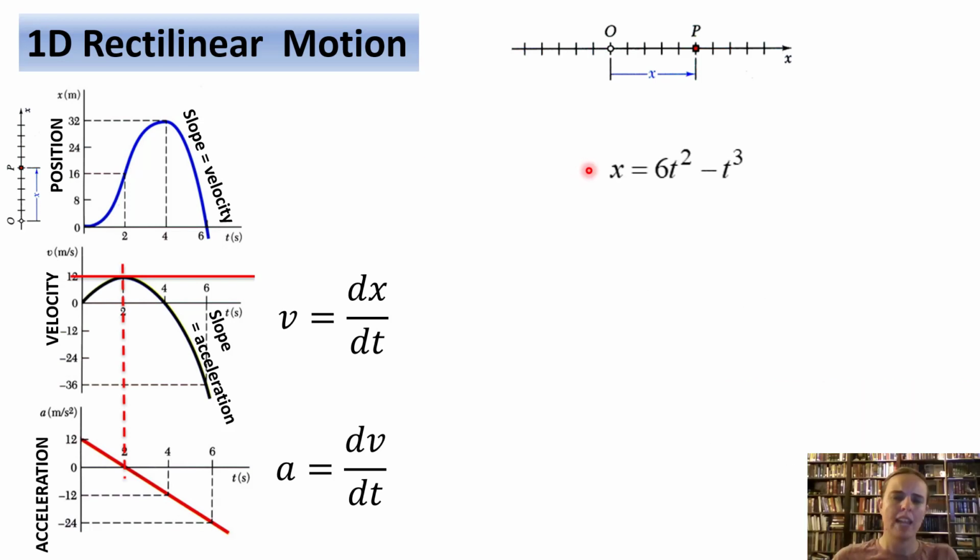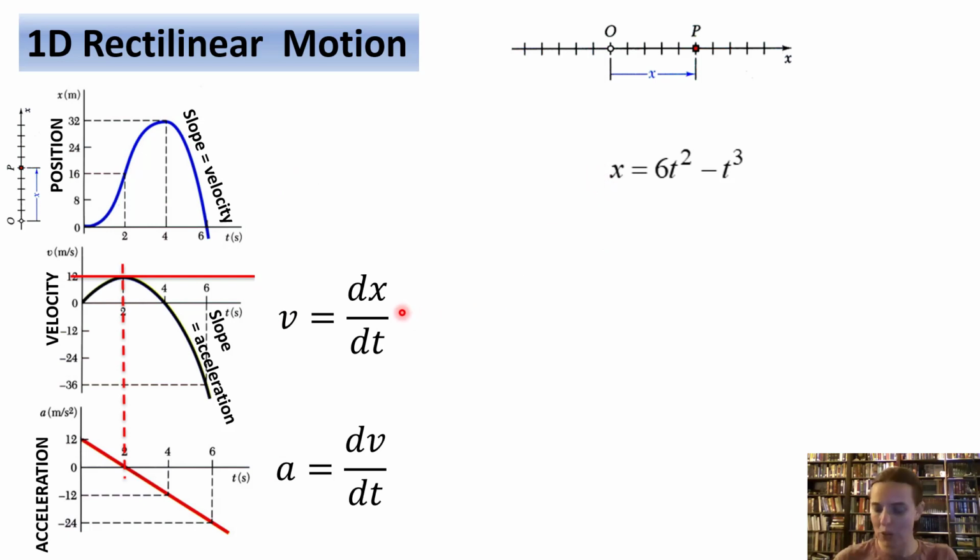Let's start with a position equation. So we have position as a function of time, and this could be any kind of an equation. So x equals x naught plus vt plus 1/2 at squared if acceleration was constant. And in this case, we don't have a constant acceleration, so there's a different equation that describes the position of an object as a function of time. If we know position as a function of time, how would we get velocity and acceleration?